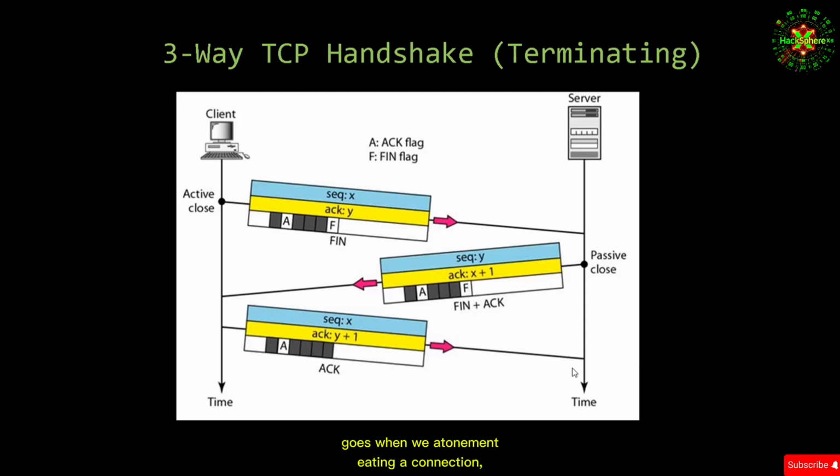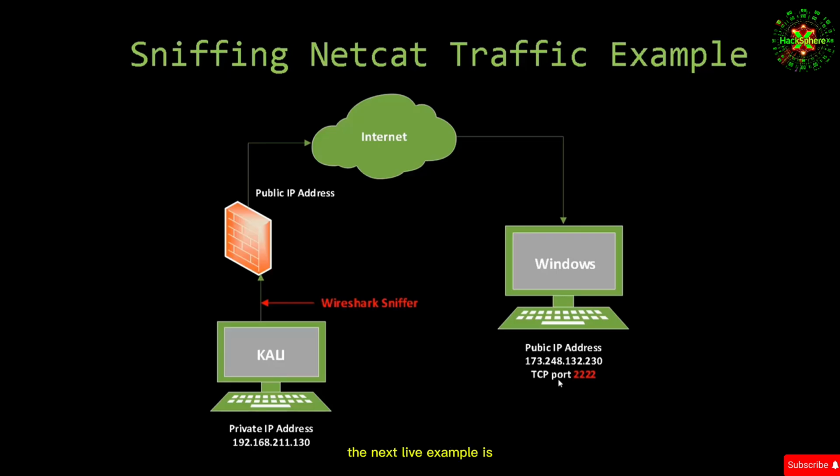Similarly, the same thing goes when we are terminating a connection, a three-way handshake as well. So the client sends the server a FIN packet, then the server replies with a FIN-ACK packet, then the client confirms with an ACK packet, and the connection is terminated. What we will demonstrate in the next live example is this scenario. From our Kali machine, we will connect using our previous example, Netcat, and we will use the previous example of texting, the chatting between the client and the server. Then we will fetch the traffic and analyze it and see what happened.